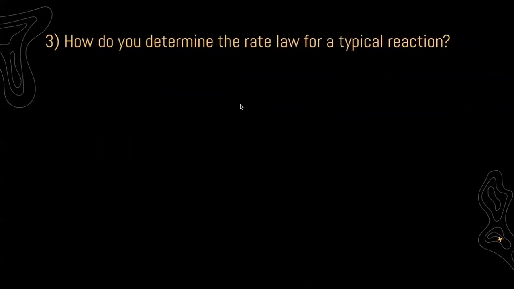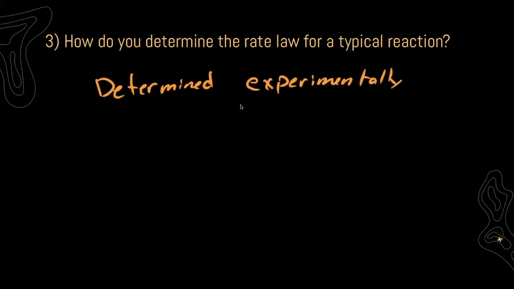3 asks, how do you determine this rate law for a specific reaction? And all of this is done experimentally. They measure the rate of a reaction at specific concentrations, and then they keep doing it over and over and over and over until we're able to create a law that works for that specific reaction.